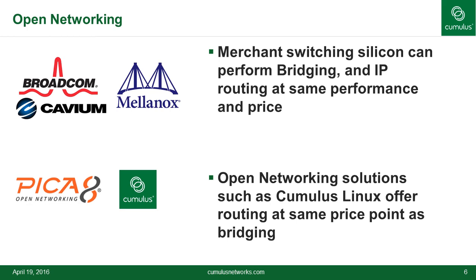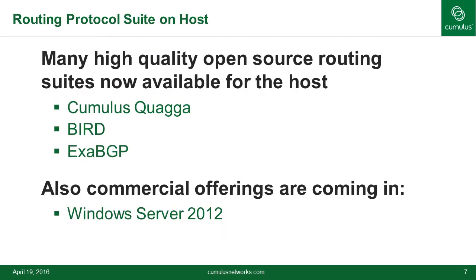So merchant switching silicon is making the performance and latency of bridging and IP routing the same. So you don't have to worry about routing versus bridging. Open networking solutions such as Cumulus Linux offer routing at the same price point as bridging, so that is removed as well. So once you have all of that taken care of, what about routing on the host?